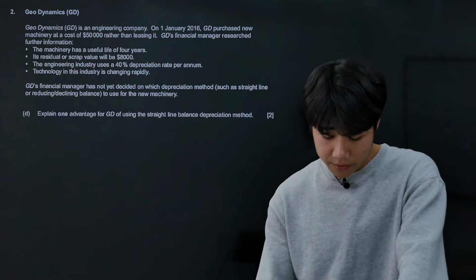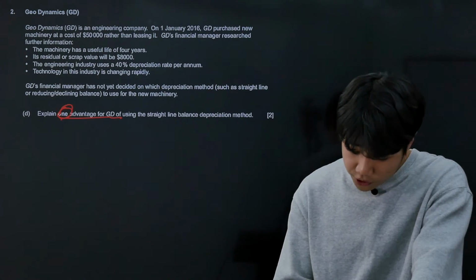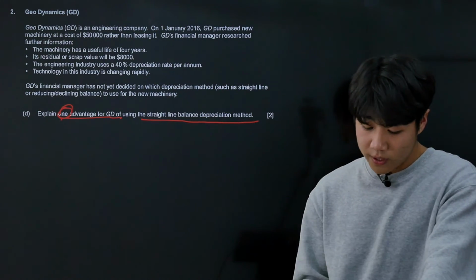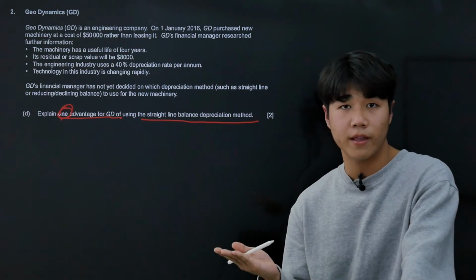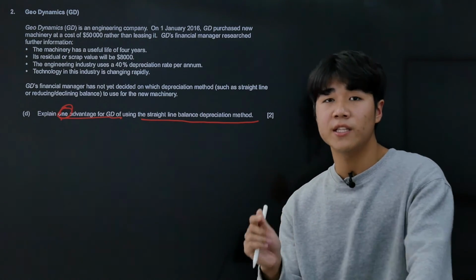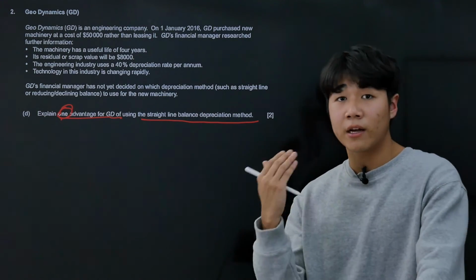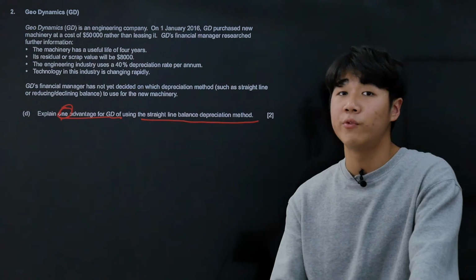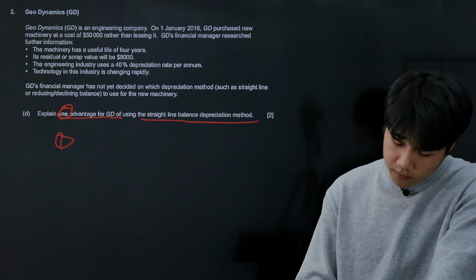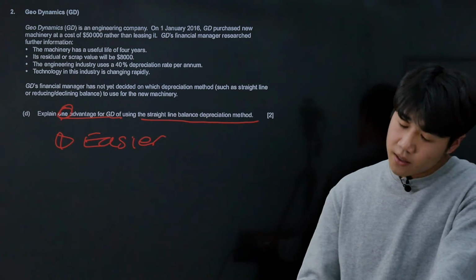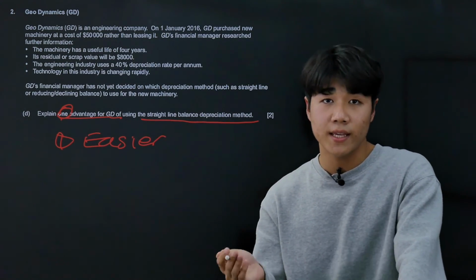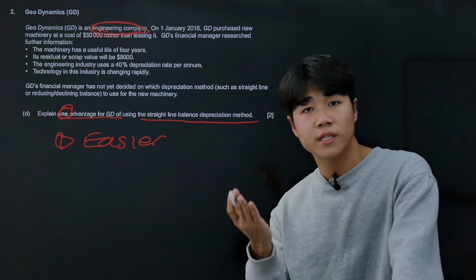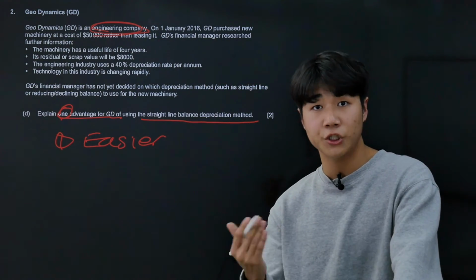Now, the last question. Explain one advantage for GD of using the straight line balance method. So what's the tricky part? The tricky part is, although it's asking for one advantage of straight line balance method, you have to make sure the advantage is better over, so let's compare to the reducing balance method. What's the benefit of using the straight line over reducing balance method? One, an easy answer: it's much easier because GD is an engineering company, not an accounting company. They might choose a simpler method to find the depreciation of their machine.